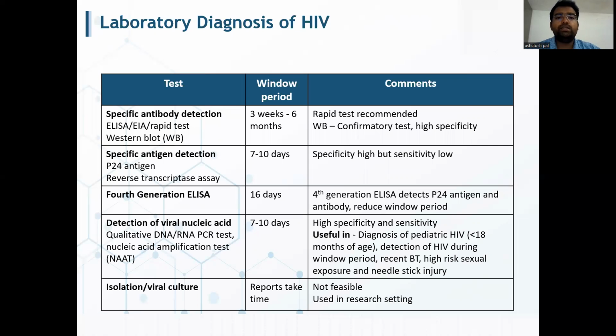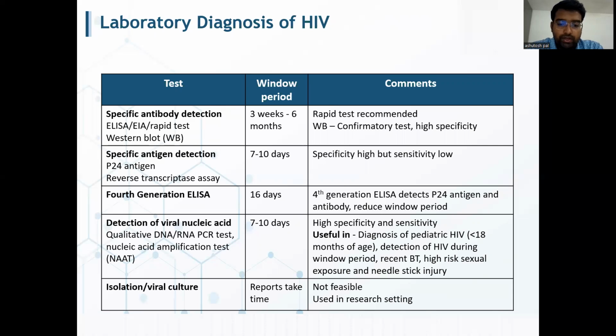Now, 4th generation ELISA starts detecting the virus from the 16th day onwards. The 4th generation ELISA detects P24 antigen and antibodies and reduces the window period, which is beneficial for us. The detection of viral nucleic acid starts from 7 to 10 days, where we use PCR tests or nucleic acid amplification tests, or NAT. These are highly specific and sensitive. It is useful in diagnosing pediatric HIV in patients with age less than 18 months.